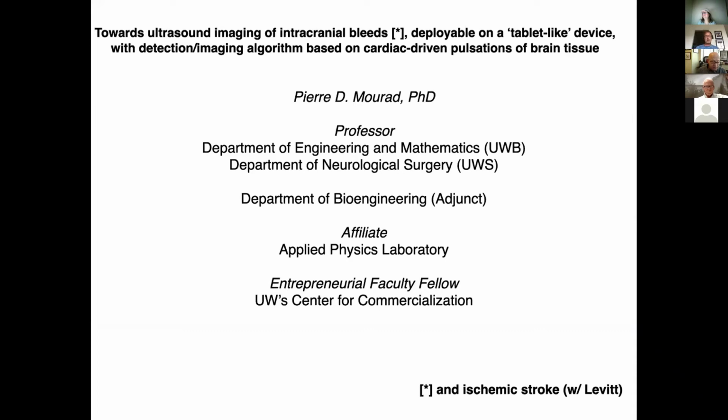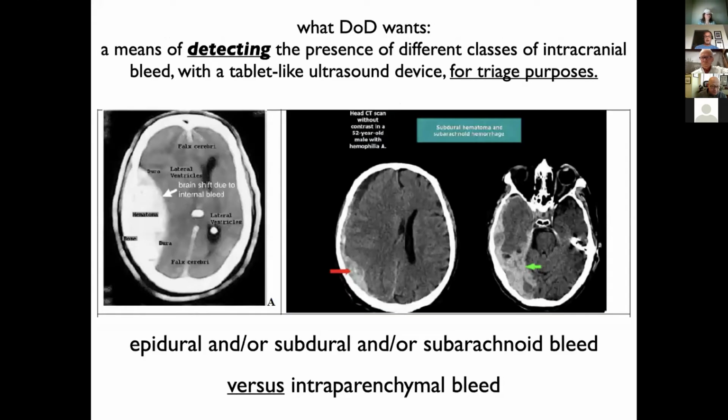Okay, so I'm going to talk about imaging traumatized brain, or at least detecting certain kinds of intracranial bleeds based upon cardiac-driven pulsations of brain that we can measure with ultrasound. The application is for TBI, but Mike Levitt and I are exploring the possibility of using this for stroke. So the Department of Defense has a very specific problem.